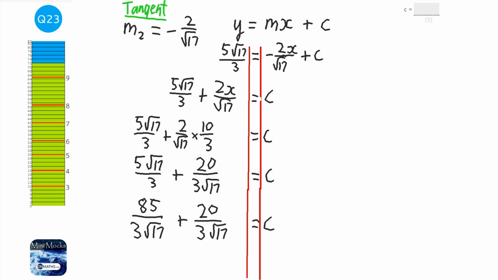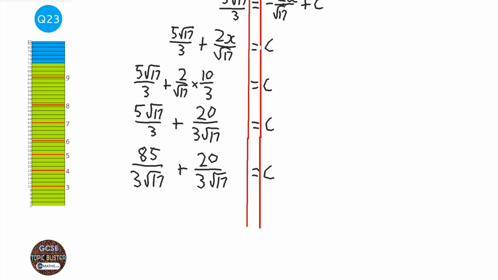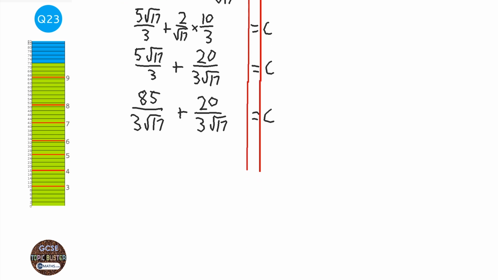So all I've done there is times the left-hand fraction, top and bottom, by root 17, which is odd because you normally go the other way with it, but I suppose I could have rationalised the right-hand side. Doesn't matter too much for this question. Okay, so now I can add the tops. So it would be 105 over 3 root 17 is equal to c.